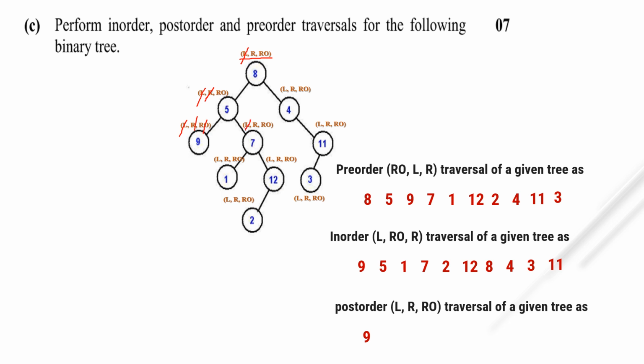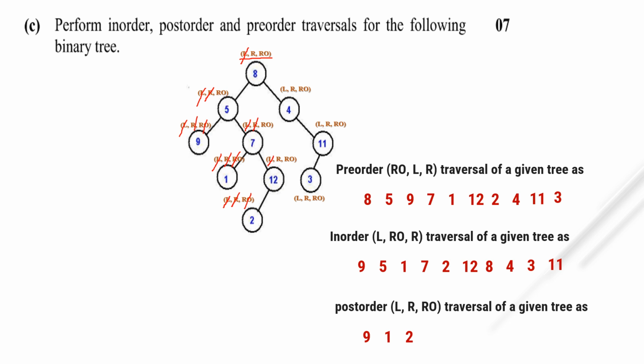When we go to the right subtree, we get 7. Go to the left subtree, we get 1. There is no left subtree of 1, there is no right subtree of 1. Process the root node, so the answer is 1. Going backward, process the right subtree of 7. The right subtree of 7 is 12. We go to the left subtree, we get 2. There is no left subtree of 2, there is no right subtree of 2. Process the root node, so the answer is 2.